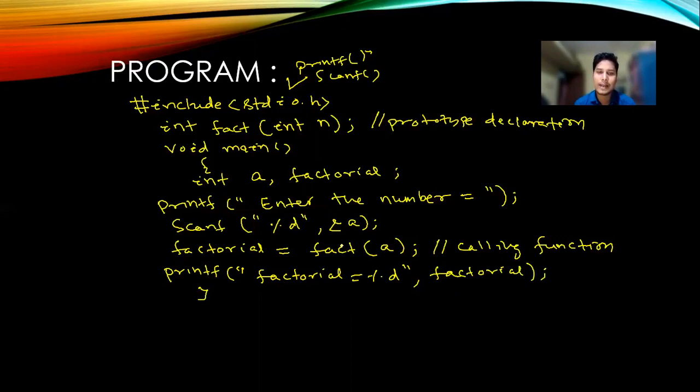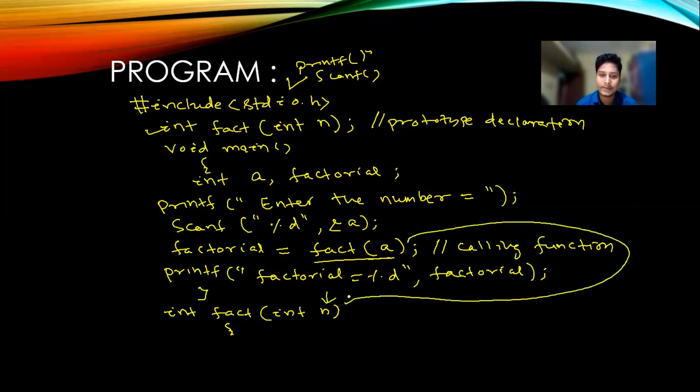Then we will have to define the function. So what is the function? The function is int fact int n. So here I am declaring the function int fact within bracket int n, opening curly bracket start. Here you can see this is the calling function. This will call the function by taking the value of a, and the value of a will be passed to n. So this function will be called and the value of a will be passed to n.